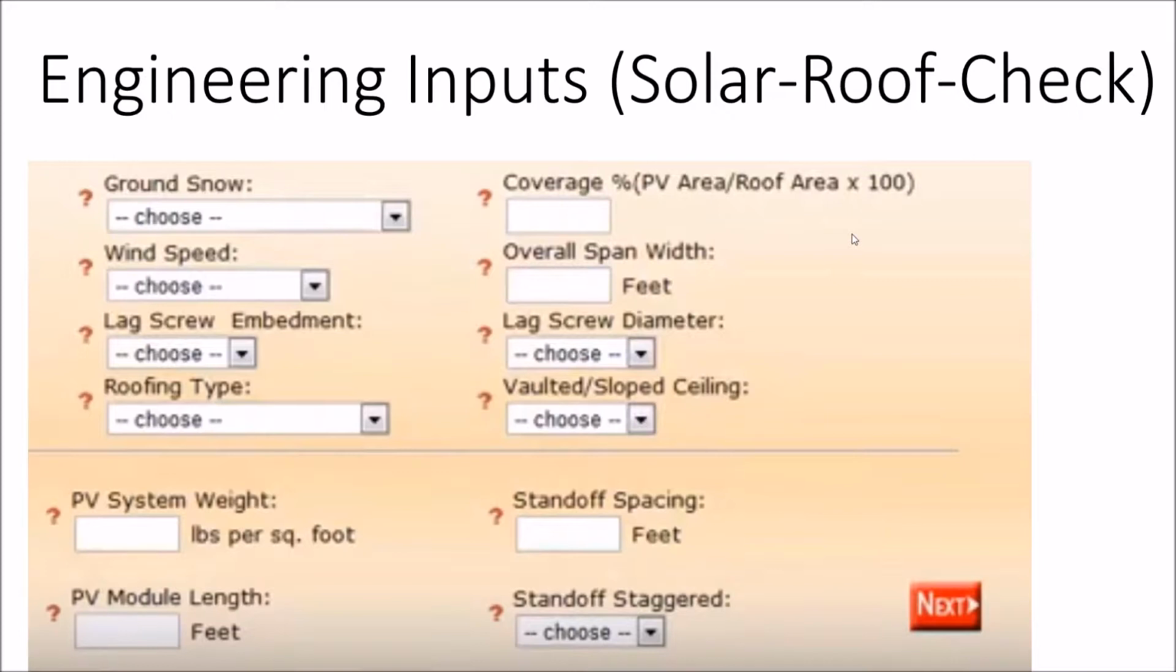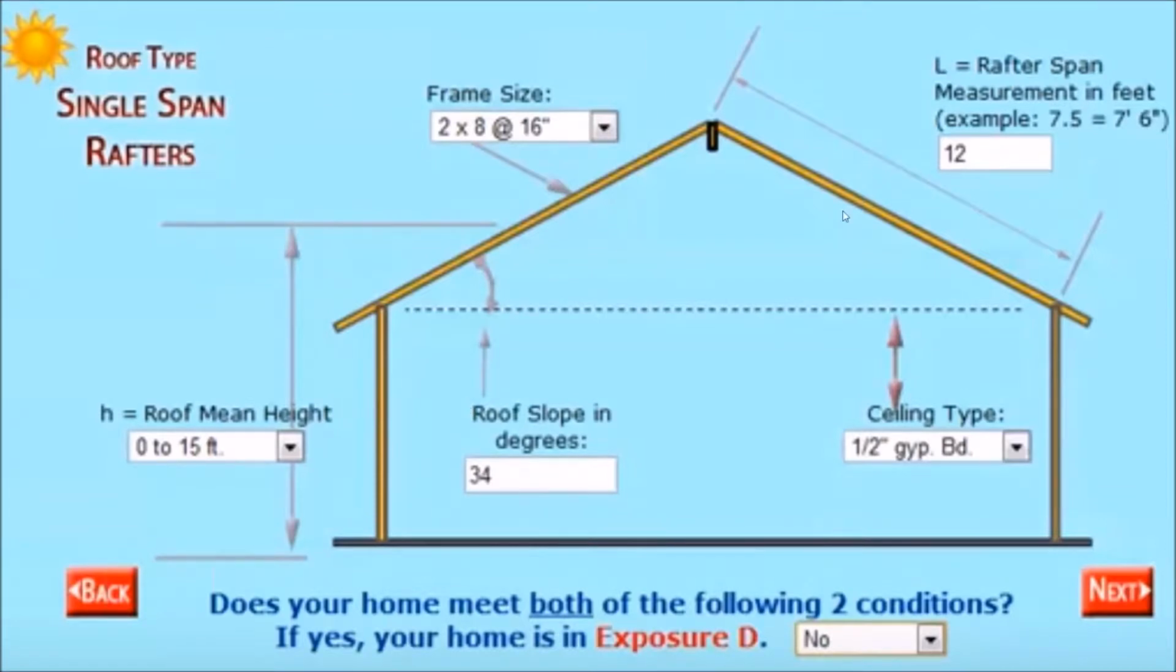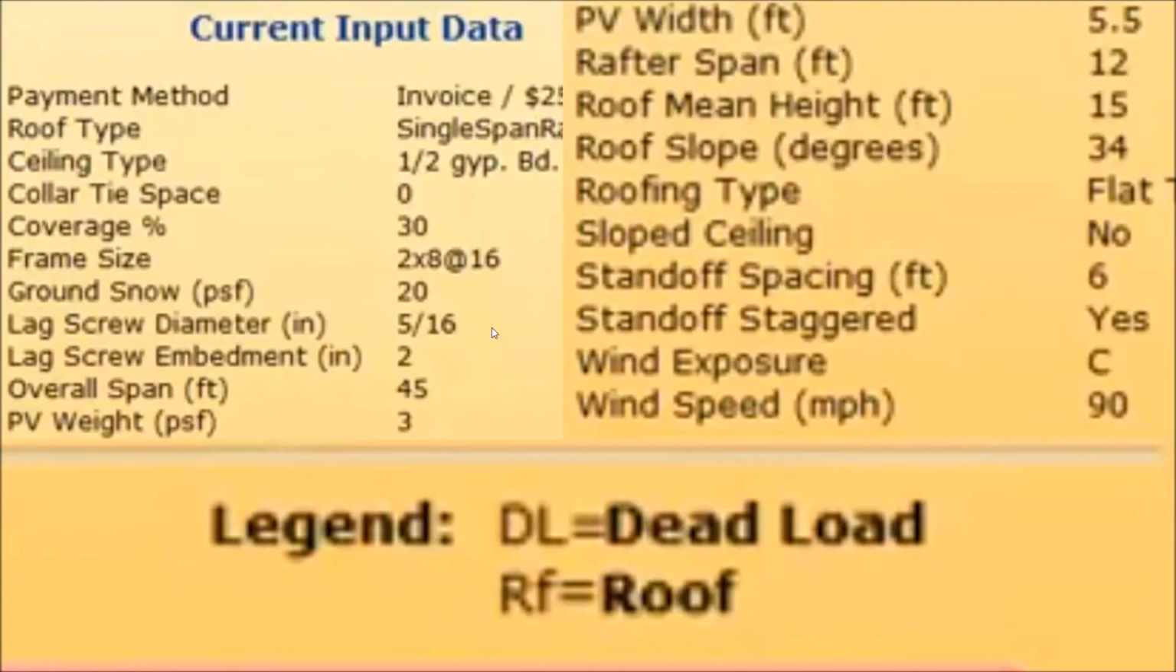How far deep is that screw going into the building? Are the standoffs staggered? What's the standoff spacing? What does the rafter look like? All of this stuff is necessary for a professional engineering stamp. What's the ceiling material made out of? What's the slope of the roof? The stuff that we see from the racking design.